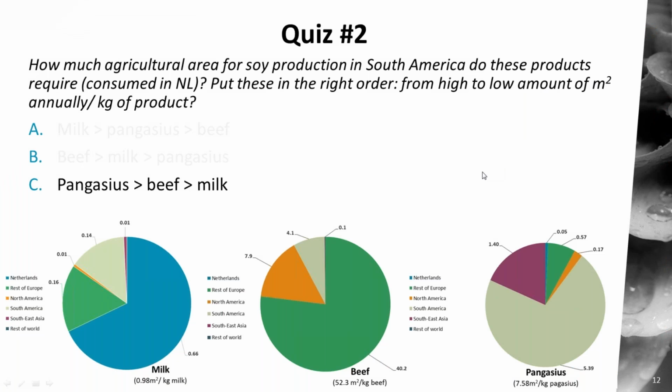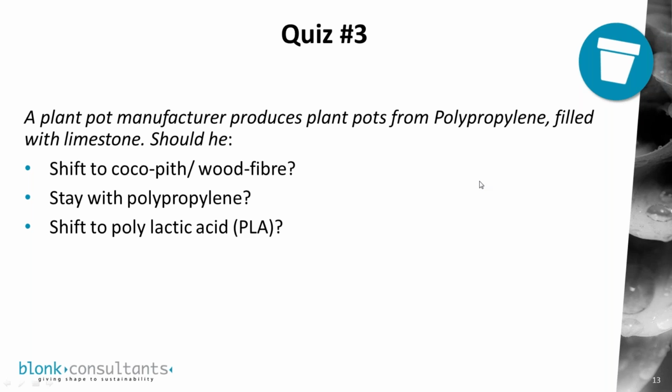So let's move on to the last quiz. A plant pot manufacturer produces plant pots from polypropylene filled with limestone. He had asked Blonk Consultants to carry out a study on whether it's a nice idea to change his production line or shift to a different material for the plant pots. So should he shift to cocoa peat and wood fiber pods? Should he stay with polypropylene, or should he shift to polylactic acid? And polylactic acid is a bioplastic. So what would you advise him?